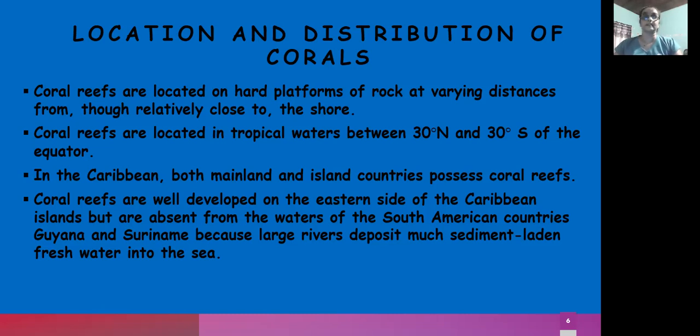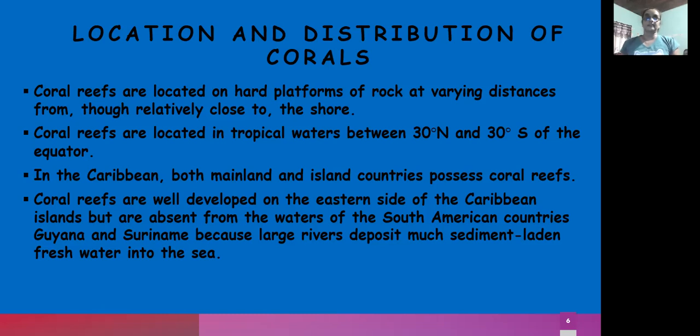Coral reefs are located in tropical waters between 30 degrees north and 30 degrees south of the equator. In the Caribbean, both mainland and island countries have coral reefs. In the Caribbean, the reefs are well developed on the eastern side of the Caribbean islands, but we don't really find reefs in the waters of the South American countries, Guyana and Suriname. They don't have coral reefs.